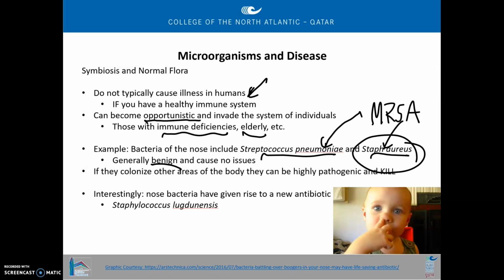Something else, though, and a positive note, is there's often wisdom in some of these species. So recently there was a bacteria that grows in the nose, Staphylococcus lugdunensis, and this bacteria was cultured from somebody's nose, and it was found to have an antibiotic property, and as a result of that, we've created a new class of antibiotics which could be quite effective going forward. So this was serendipitous, which means kind of a lucky mistake or a happy accident, if you will.